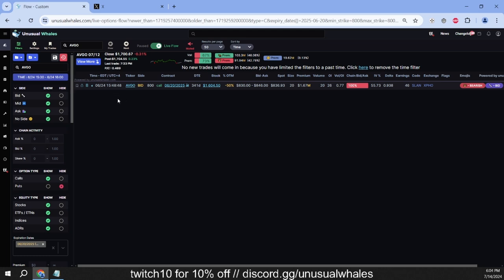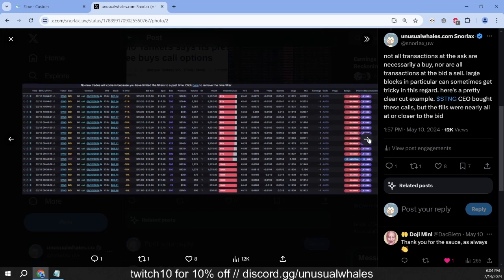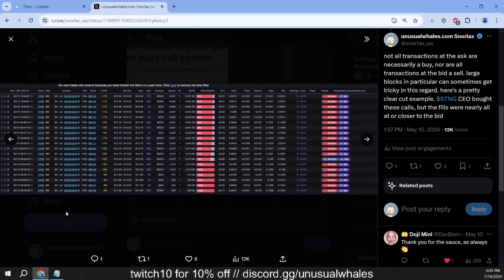Nancy Pelosi recently disclosed a purchase of 20 AVGO 800 strike calls expiring in 2025. Her trade is shown here and is filled closer to the bid. Another example, the CEO of Scorpio Tankers disclosed a purchase of 60 strike September call options back in February. When looking at the options tape, the trades were filled largely at or closer to the bid.